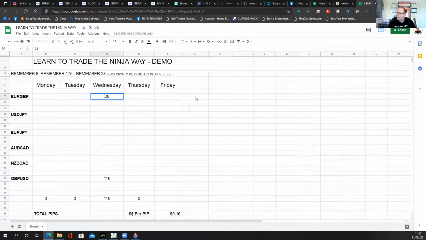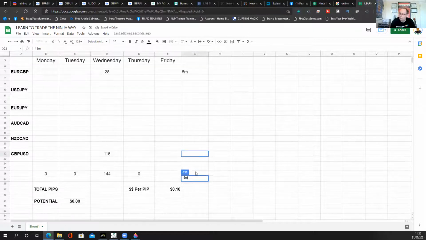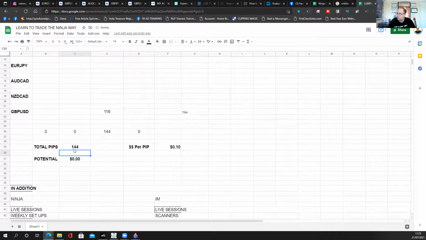So that was the 5-minute scalping. This was the 15-minute, which is still technically scalping. Okay, but more intraday. So we've got a total of 144. Let's just put that for now. So we got, why isn't this working? Equals that times that.